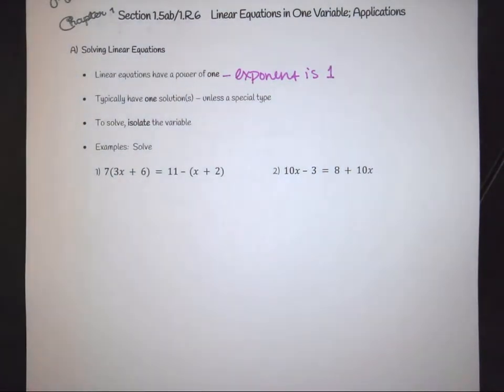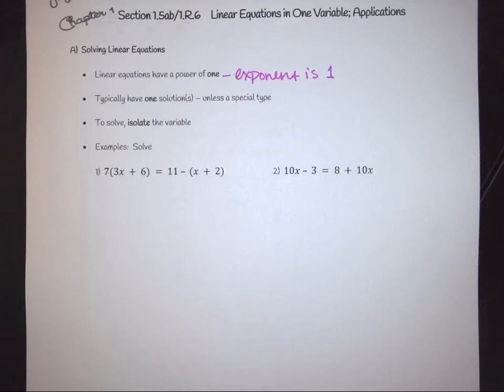The other thing that we know about linears is that they typically have only one solution. And this occurs because we are talking about a straight line. And so typically when we are solving, you're going to have one solution. Now there are some instances where that doesn't happen, and those would be special cases of equations. We're going to look at a couple of those as we go. But in general, we've got a one solution situation.